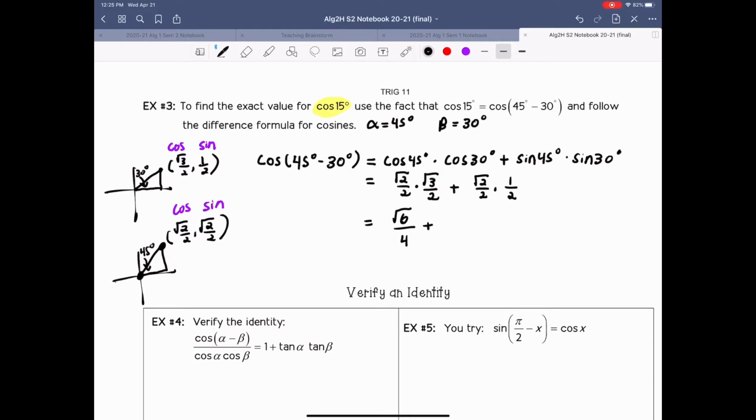Now for my second side of the expression here, we have root 2 times 1 in the numerator. That's going to give me root 2. And then 2 times 2 in the denominator, that's going to give me 4. So my final answer, since I have like denominators here, is just going to be root 6 plus root 2 in the numerator, all over that common denominator, 4. And that's my final answer. All right?